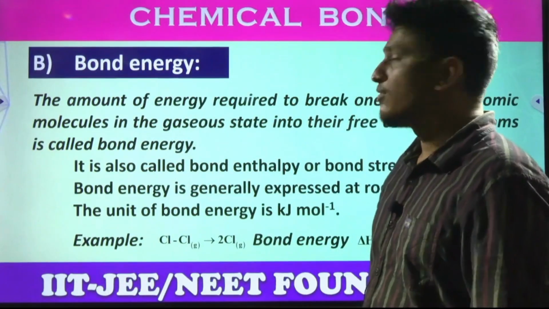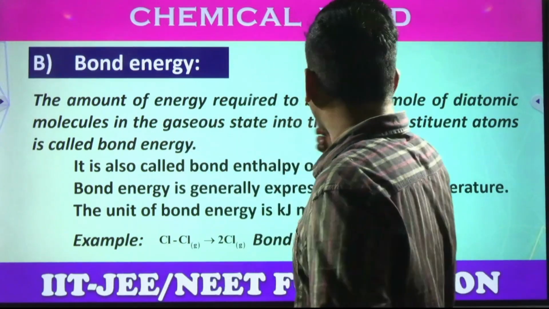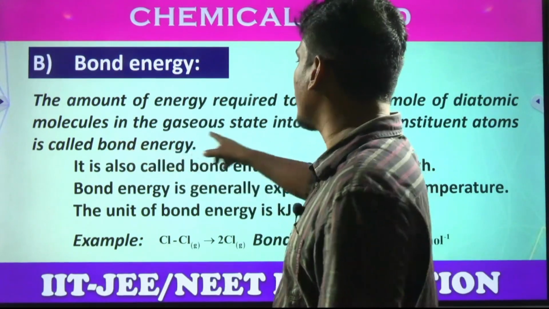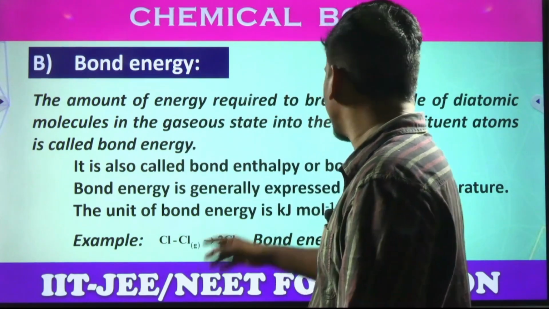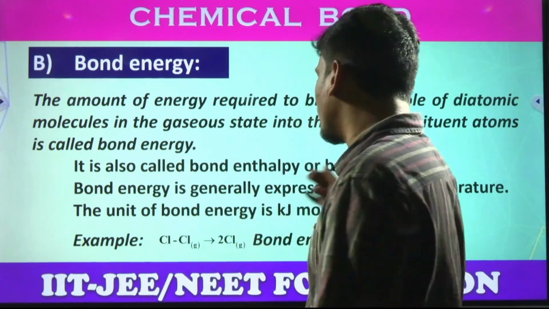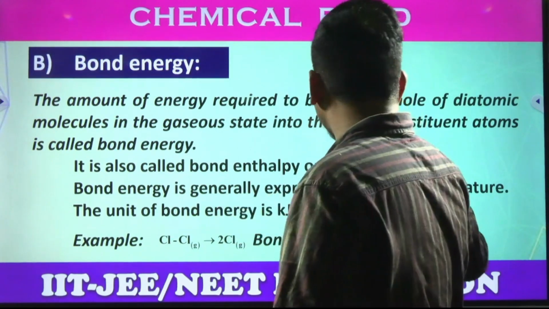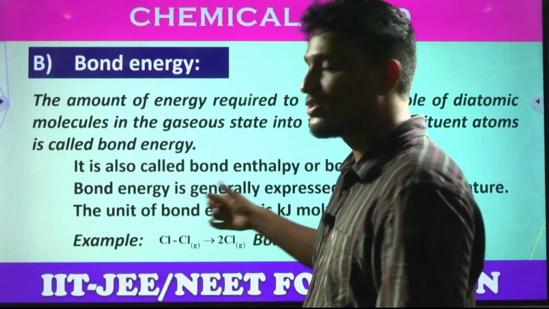Next, bond energy. What is bond energy? The amount of energy required to break 1 mole of a diatomic molecule in a gaseous state into their free atoms is called as bond energy. It is also called as bond enthalpy or bond strength. Bond energy is generally expressed at room temperature. The unit of bond energy is kilojoules per mole.